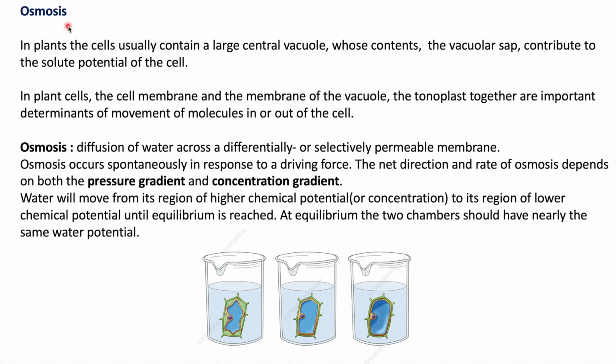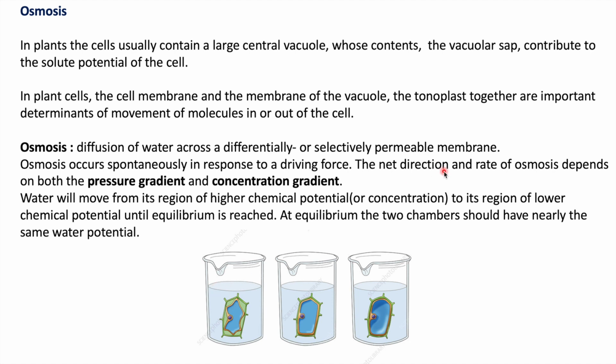So now what is osmosis? We know that a plant cell contains a cell membrane. Inside the plant cell there is a vacuole which contains many solute particles, and these solute particles generate solute potential inside the cell. This vacuole contains a membrane which we call tonoplast. So this cell membrane and tonoplast together determine movement of molecules inside and outside of the cell. So what is osmosis? Osmosis is diffusion of water molecules across a semi-permeable membrane.